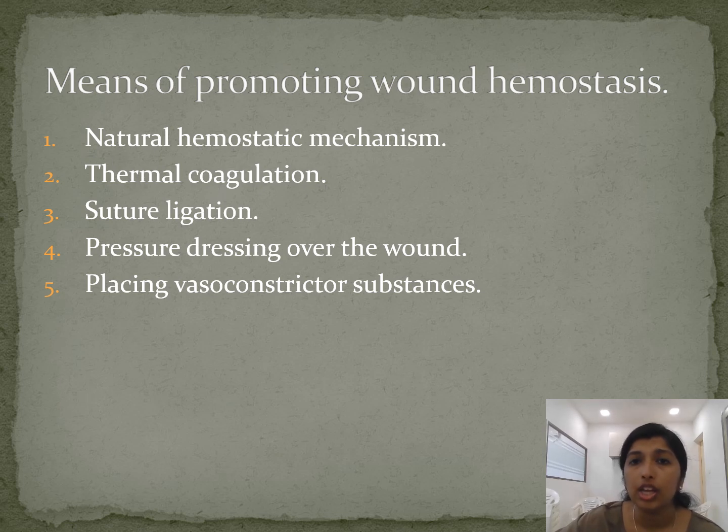The means of promoting wound hemostasis: first one is the natural hemostatic mechanism. Second one is thermal coagulation, that is through cautery. Then the fourth one is suture ligation, especially in the blood vessel. Then pressure dressing over the wound. And the fifth one is placing a vasoconstrictor substance, like I said, adrenaline.